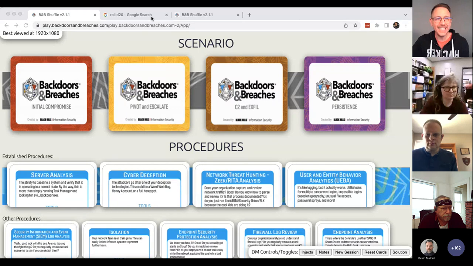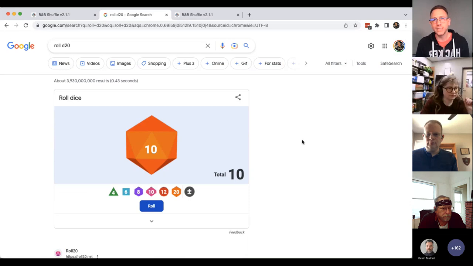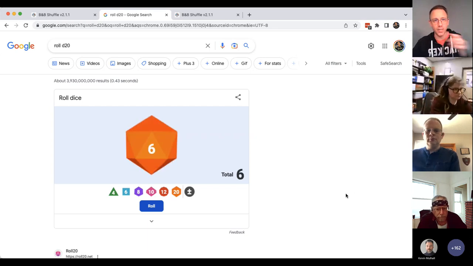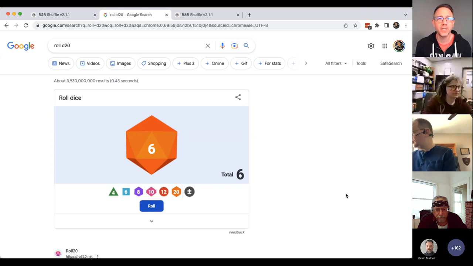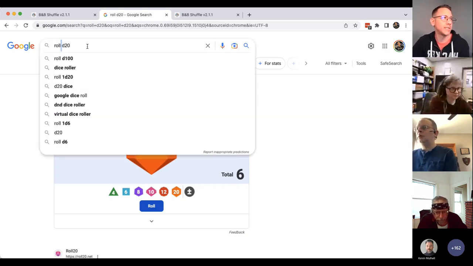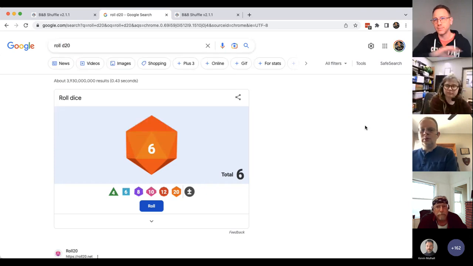All right. So what I need the volunteers to do is go and type in roll D20 unless you have a physical D20 dice in front of you. I mean, there's a chance that some of you have played Dungeons and Dragons before and you actually have a D20 somewhere close by. But if you haven't, go ahead and bring up Google and type in roll space D20. Do not go to rolled20.com. That is completely different. You do not want to do that.